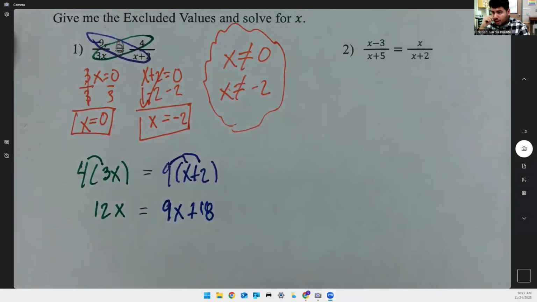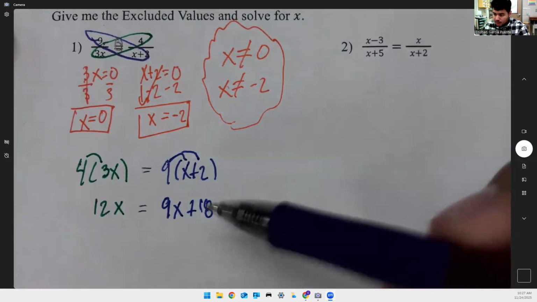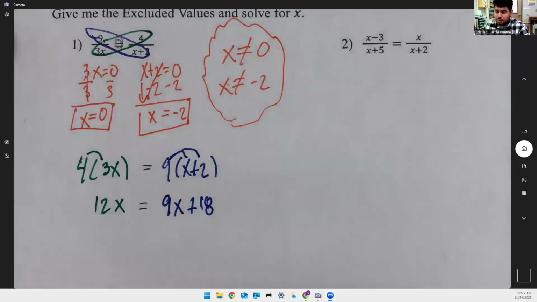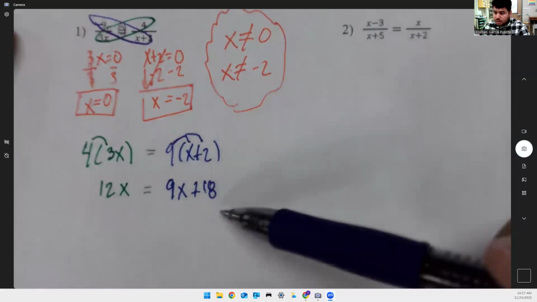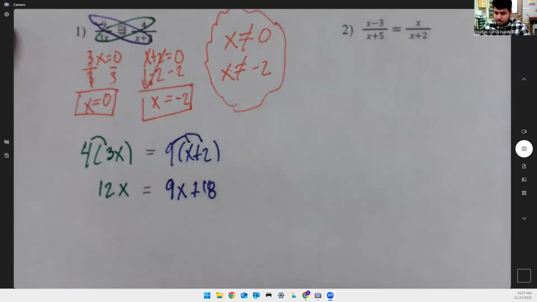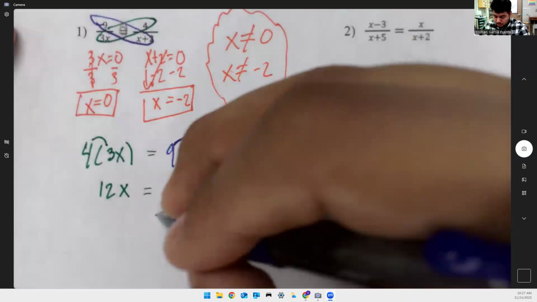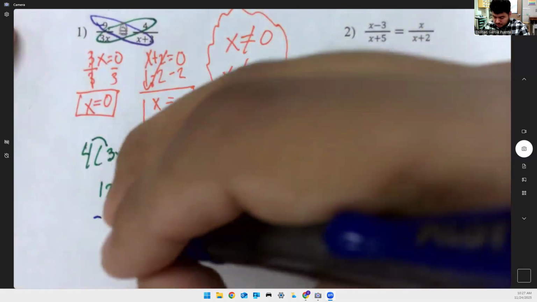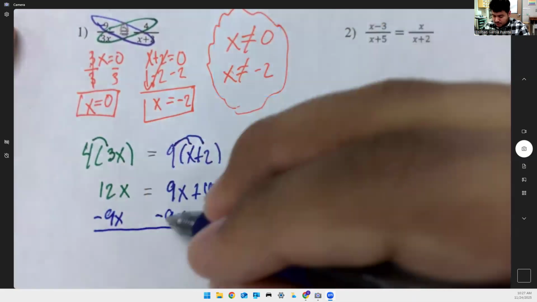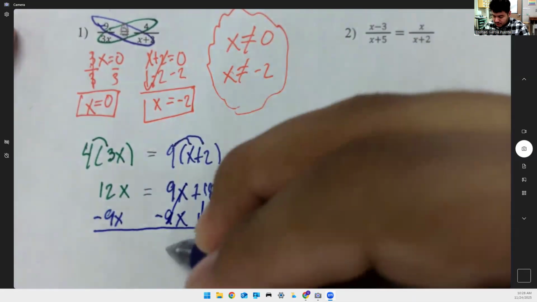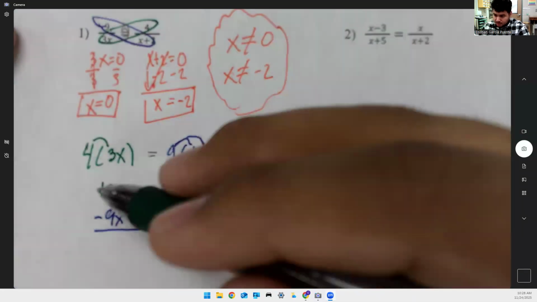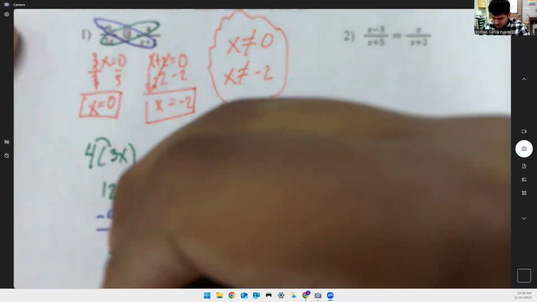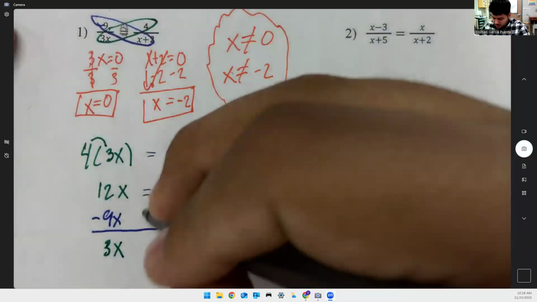And now we want to get all our x's to one side and then leave the number on the right side. So which x is bigger, the 9x or the 12x? The 12x is bigger, so we're going to move this 9x to the left side. So how do I get rid of a positive 9x? You subtract it on both sides, so minus 9x. So these 9x's are going to cancel, 18 is going to drop down, and 12x minus 9x is just going to be 3x. And the equal is going to stay an equal.